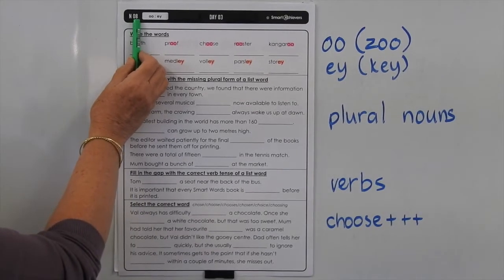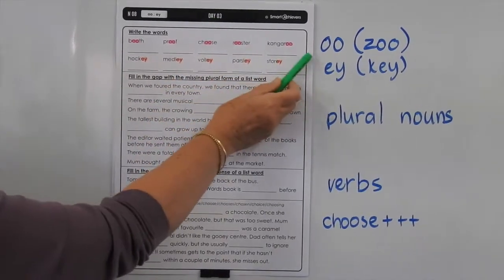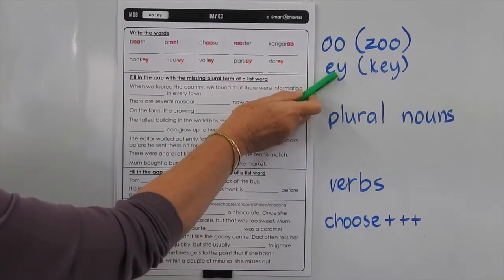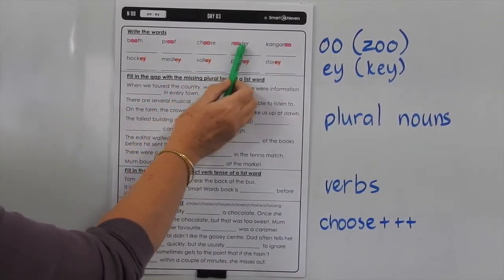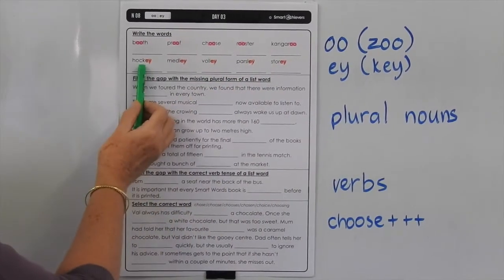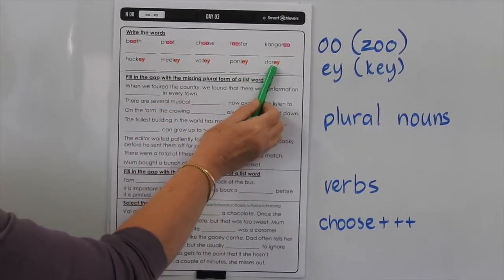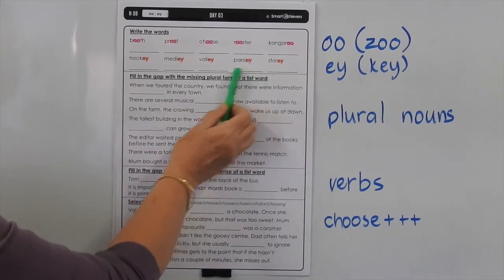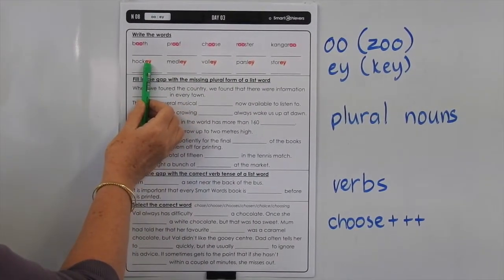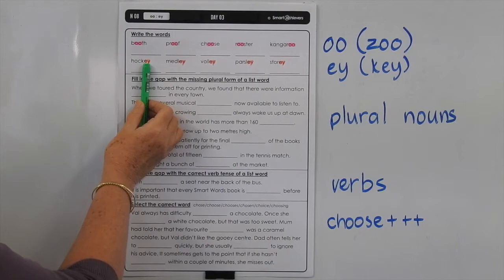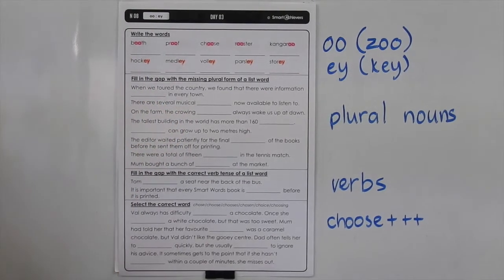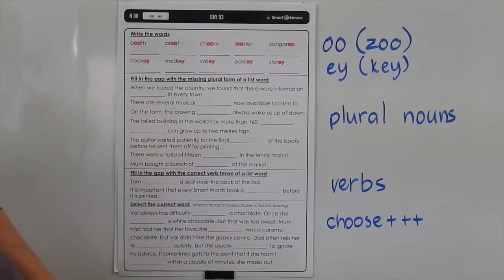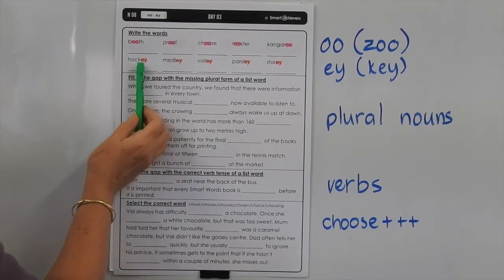This is level N list 8 and we're looking at the day 3 page and we've got the OO as in zoo and the EY for the long E sound in key. So we've got booth, proof, choose, rooster, kangaroo. Then we've got hockey, medley, volley, parsley, story. Now I've told you many times that there's not a lot of English words that end in EY. There'd be less than 20. There's 10 commonly that we would use, so we're making sure we do the most common ones in the list for you. But it's important that you are aware of the 20 words that would end in EY.